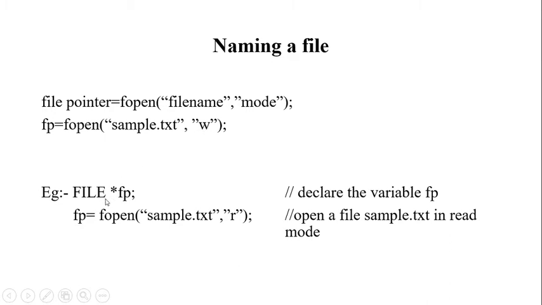Then, for example, FILE *fp means we are declaring fp as the file pointer. Then fp = fopen("sample.txt", "r") means now I am opening the file sample.txt in read mode. So a file will be created with the name sample.txt, and the address will be returned to this file pointer. The address of the sample.txt file will be returned to the file pointer fp. That is the working of this fopen function.